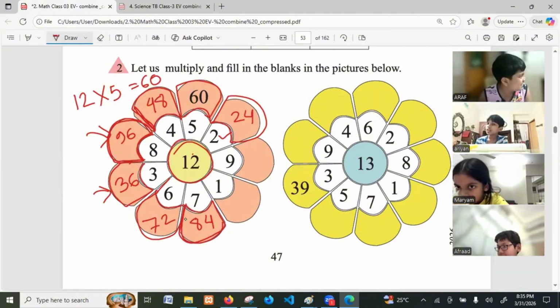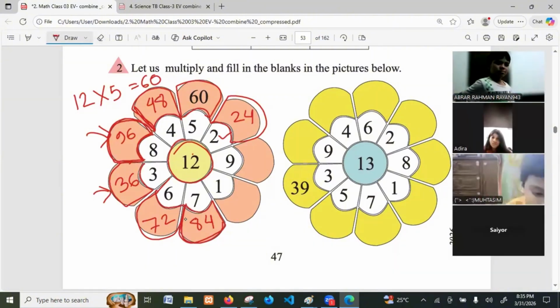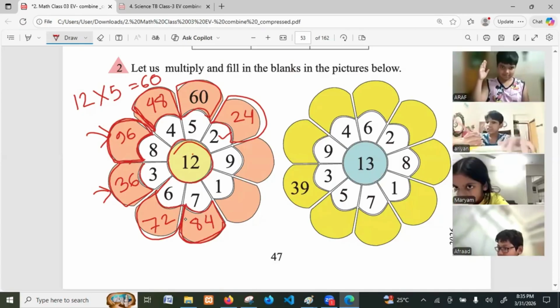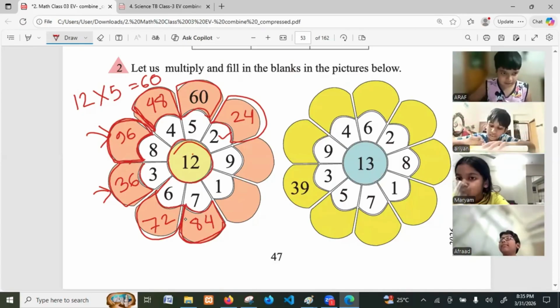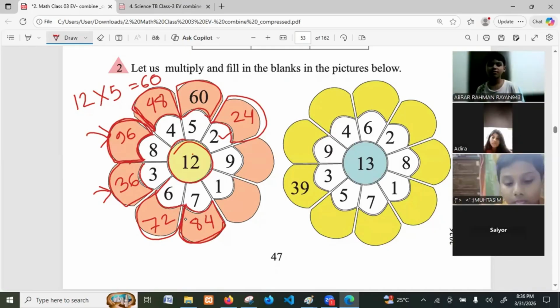Okay, the last one, let me choose. Araf, have you two said already one? Yes, Miss. Then why are you raising your hands? I'm not gonna take it from you. Okay, Mutasim. What about this? We can consider the last one because this is not going to be making sense. Okay, 12 times 9, right? Mutasim?